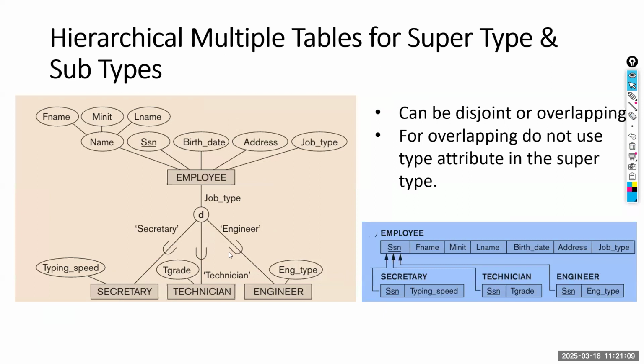Right. Hierarchy of multiple tables, one table for the super type and a table for each and every subtype. So then you have the employee table, secretary table, technician table, engineer table. Okay. දැන් බලන්න ඕනේ මේ solution එක මොන වගේ situation වලට හරියනවද, හරියන්නේ නැත්නම් මොනවාද.